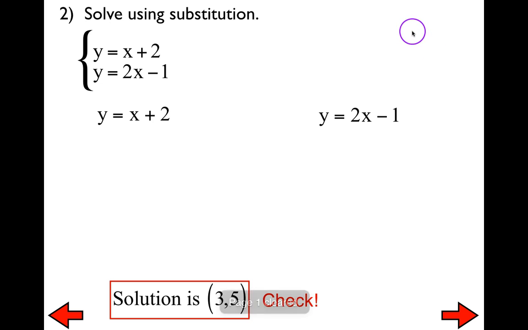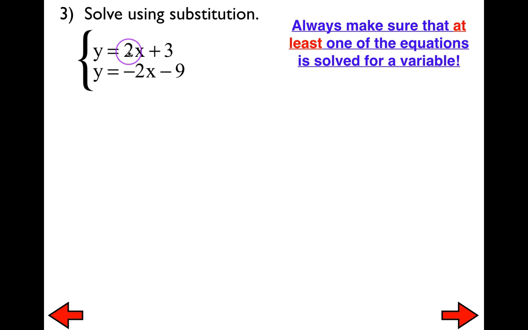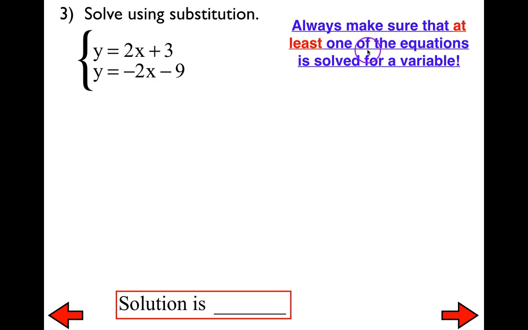Okay, so now moving on to the next example, I would like you to pause the video and try this one on your own. Okay, so let's see how well you did. First, we always need to check, do we at least have one equation that's already solved for? Here, we conveniently have both of them solved for. So we're going to write them side by side.